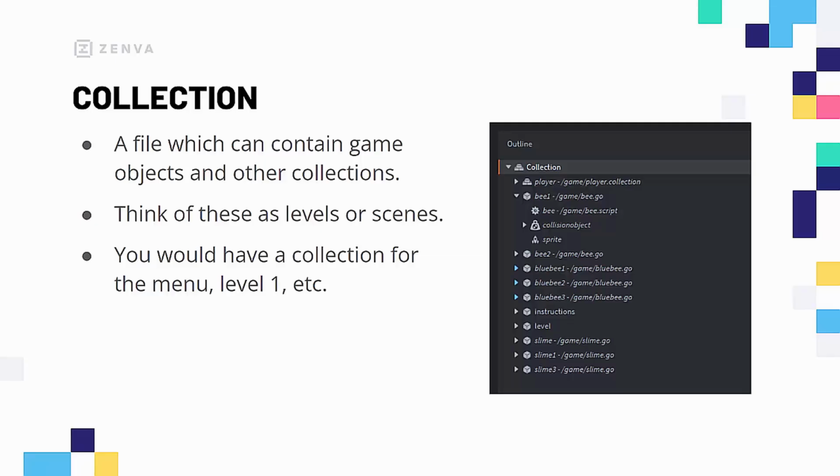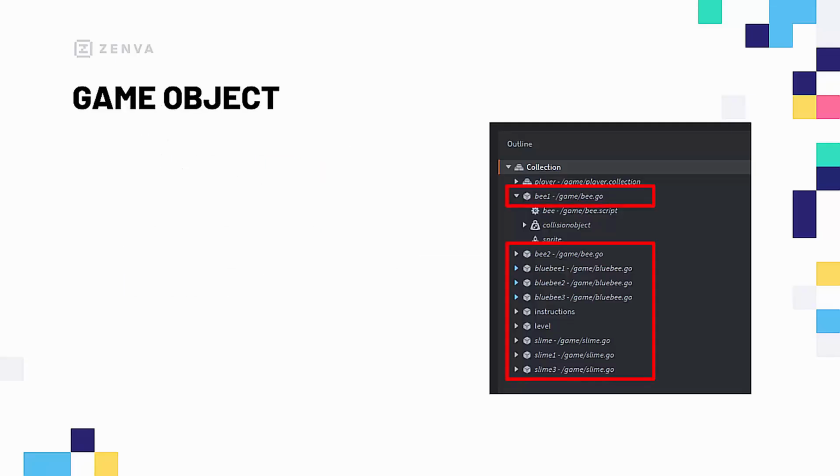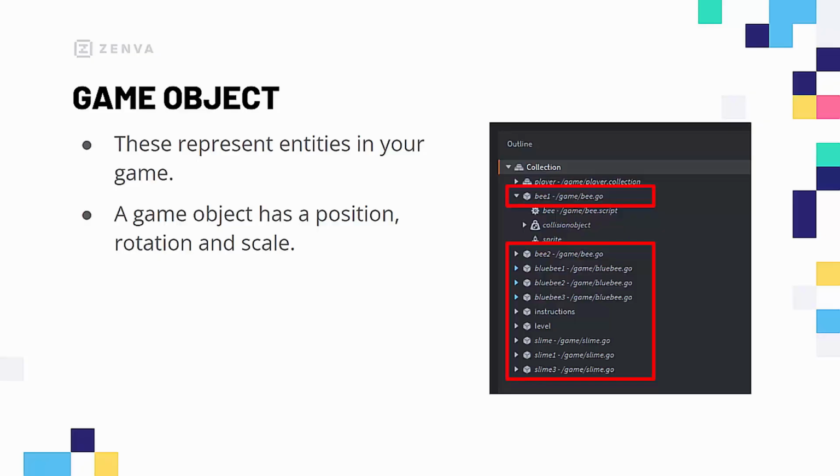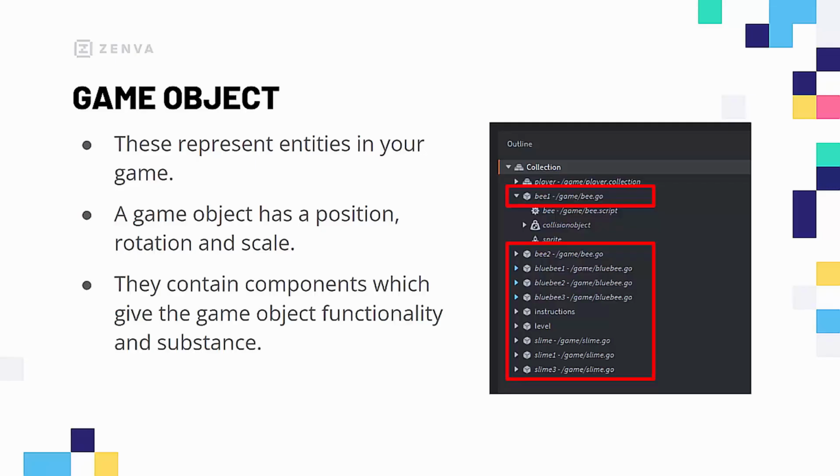Now, what is a game object? Well, game objects are basically the entities in your games. Okay, these are what are going to be filling in your levels, and it's going to be what you've spent a lot of your time working on. Okay, now a game object has a position, rotation, and scale, so you can move them around, rotate them, and scale them in your game to wherever you want. And they contain components which give the game object functionality and substance, okay? So without components, your game objects are basically just floating points in space with no real substance to it.